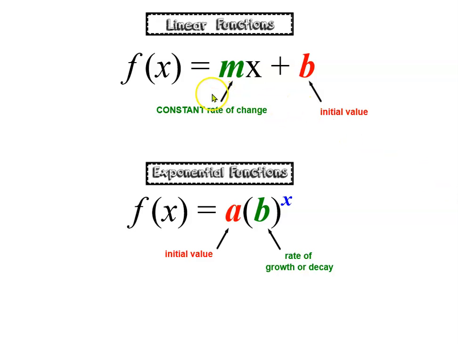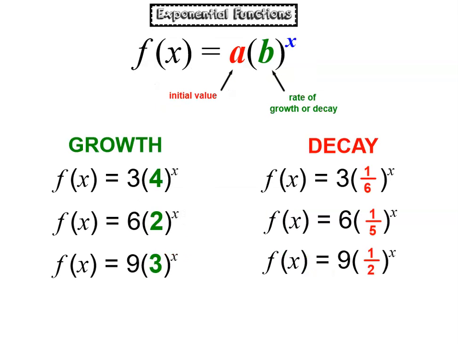Now remember, your linear functions and your exponential functions share similar letters, but they don't have the same values, so pay attention. In an exponential function, the a value, or the number without the exponent, is your initial value, and the b value is your rate of growth or decay. Take a look at these examples here. Everything on the left is growth, and everything on the right is decay. Do you notice any similarities or differences?